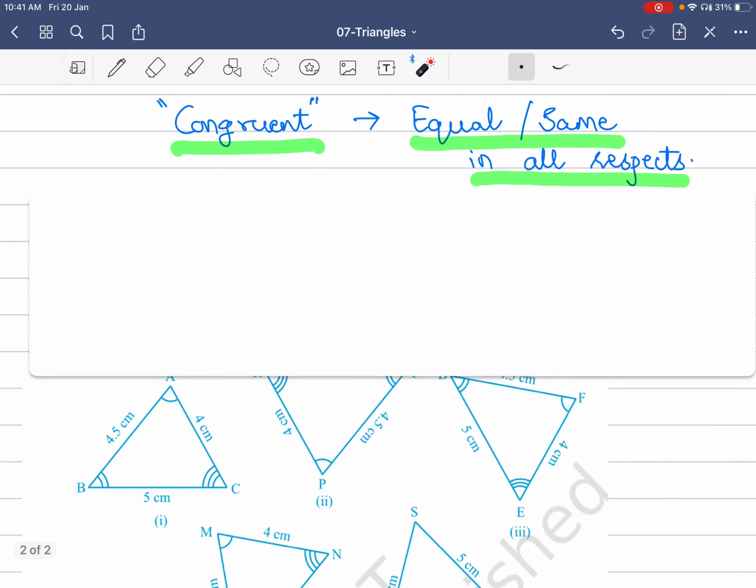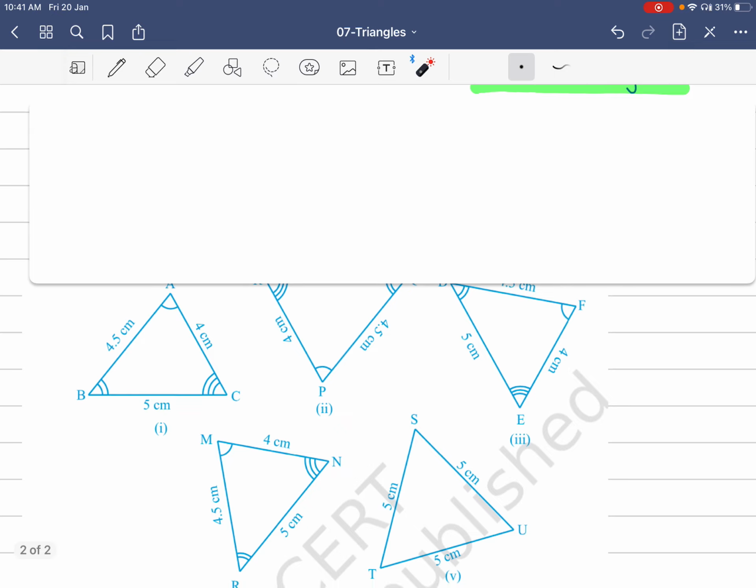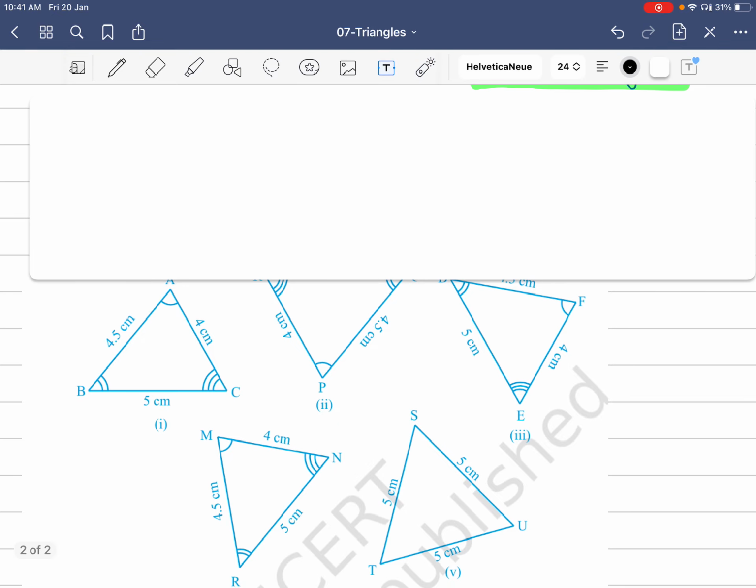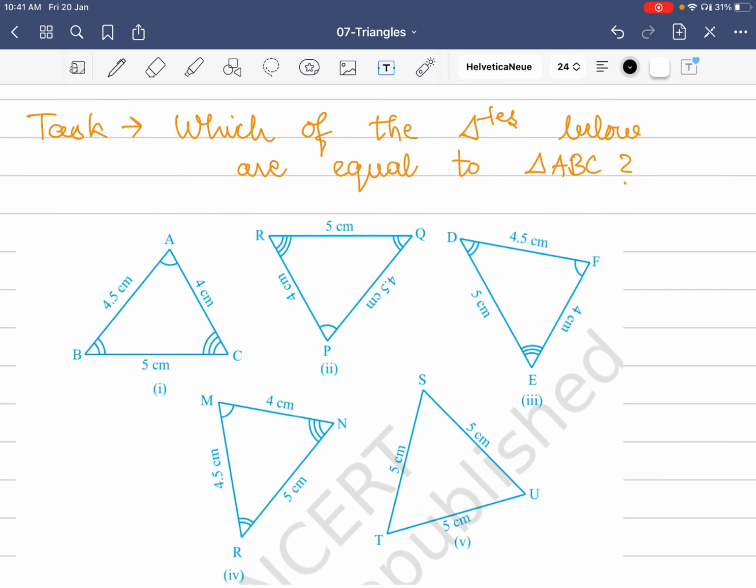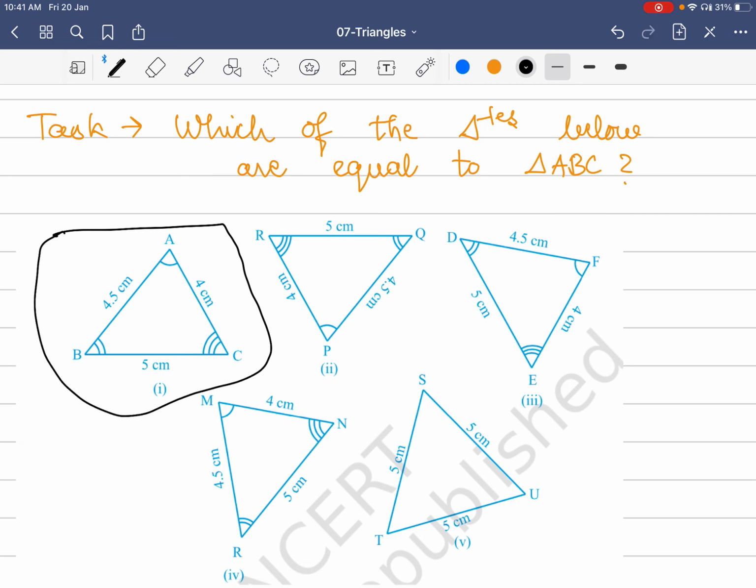Okay. Now in order to understand a bit more about congruence of triangles, let's do a small activity. I'll get rid of this. Okay, let's do a small task. What does the task say? We are given five different triangles. Now which of the triangles below are equal to triangle ABC? Okay, so first let's highlight triangle ABC. I'm going to use a different color. So this is our triangle ABC. And then these are the other four triangles given to us.